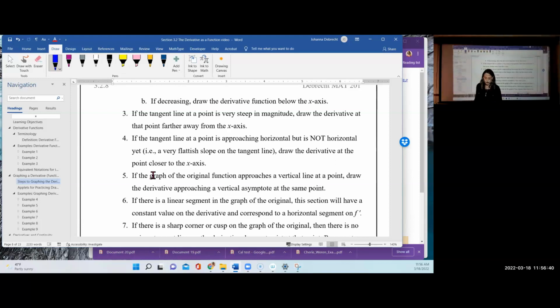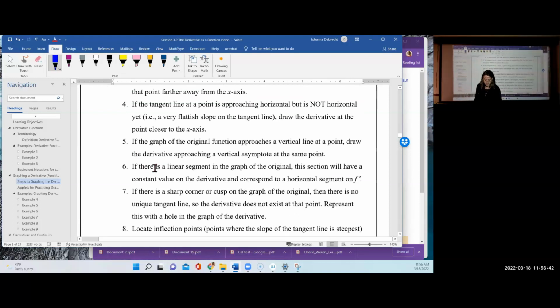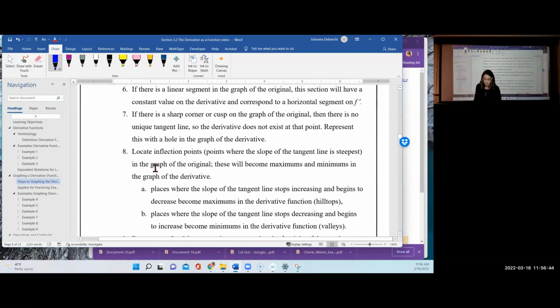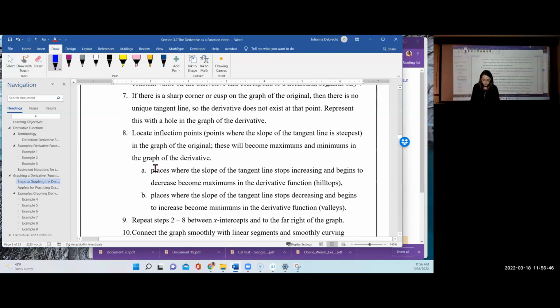Let's talk about corners and cusps, our next issue. We haven't seen one of these yet either, but we're going to see one coming up very shortly. If there's a sharp corner, like a V shape, not a U, but an actual V, where there's a corner, there's no unique tangent line at the corner. If there's no unique tangent line, then the derivative does not exist.